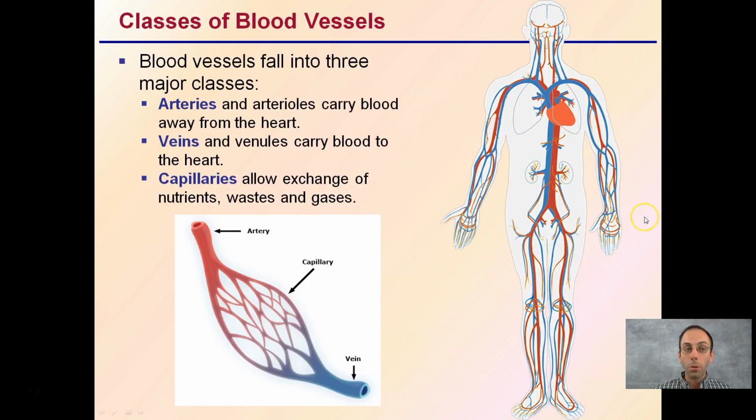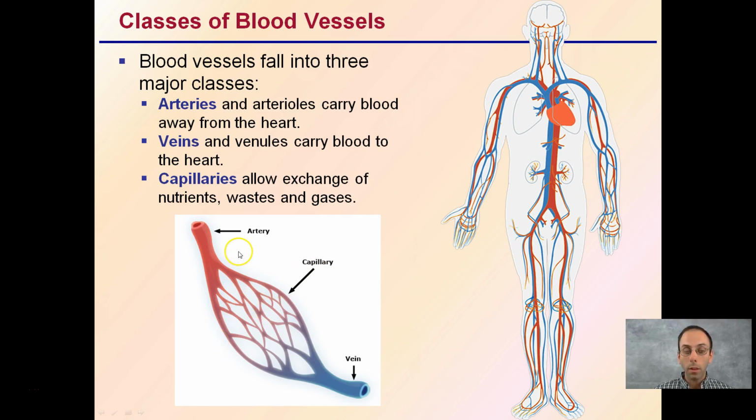So getting into classes of blood vessels, there are three main classes. First are arteries and arterioles. They carry blood away from the heart. Veins, or venules, carry blood to the heart. And in between our arteries and our veins is this structure here called the capillary. This allows for exchange of nutrients, wastes, and gases.